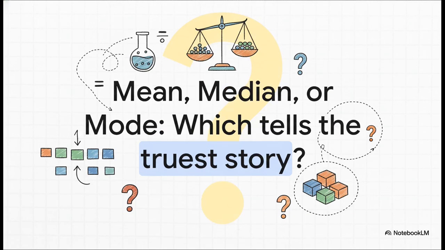So you now have 3 powerful tools in your kit: mean, median, and mode. And that leaves us with one final big question for you to think about. Which of these 3 do you think tells the truest story about a set of data? When should you use one instead of the others? For instance, what if one student got a perfect 100? How would that affect the mean versus the median? That's something to really chew on.